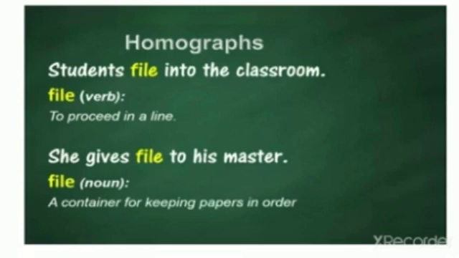she gives the file to his master. Here file is an object, so it's a noun. That is a container or an object to keep papers in order. I have used the same word in both the sentences. It has the same pronunciation, but when used in different sentences, they differ in their meanings. So such words are called homographs. So students, I hope you have understood what homographs are.